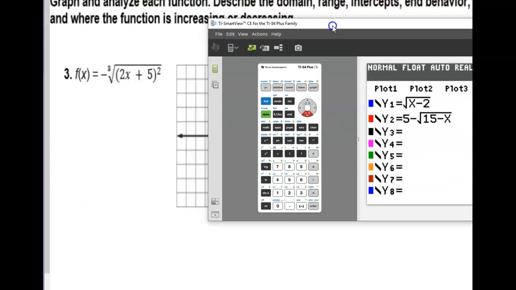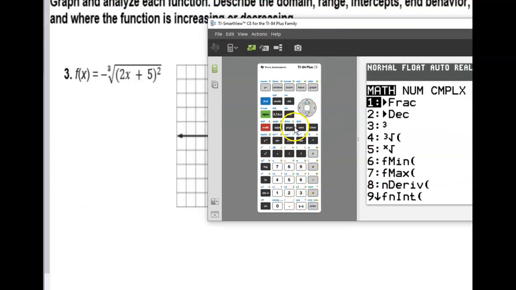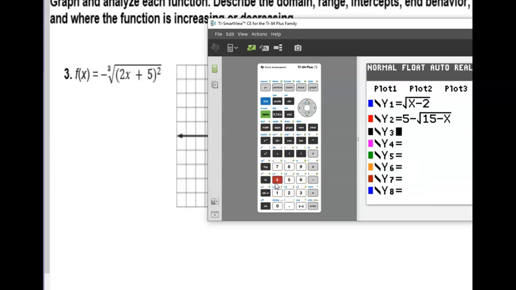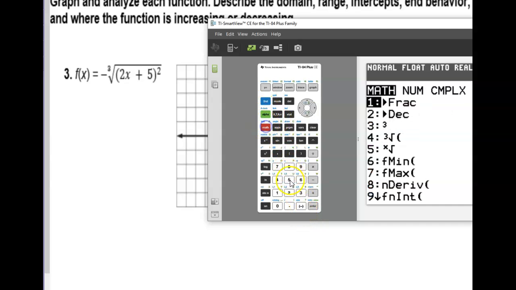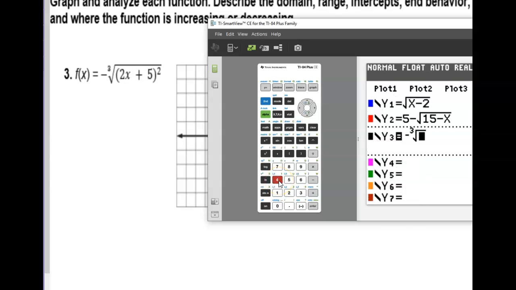All right, it was the cubed root, negative. Cubed root is under math. Whoops, yep. Okay, Hofbauer, do something here. Negative, okay. Cubed root of 2x plus 5, quantity squared.